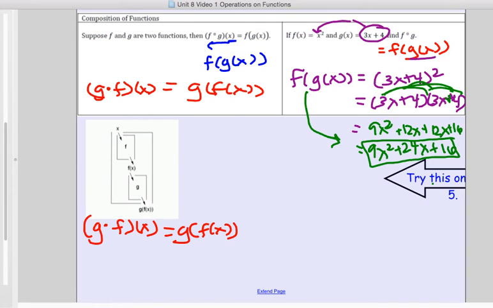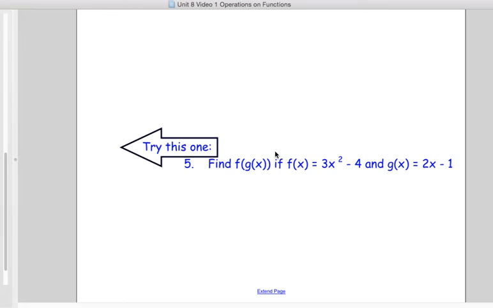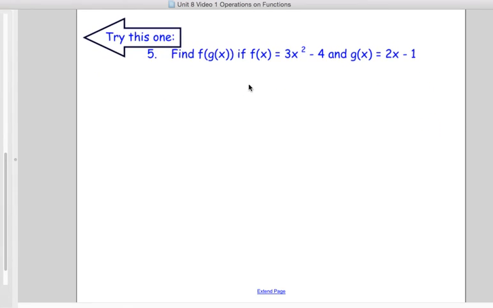So let's go ahead and look at 5. It's a composition one. Just going to move it so we have a little bit more room for number 5. All right, let's try this one. We have f of g of x. If f of x is equal to 3x squared minus 4x, and g of x is equal to 2x minus 1. So we are taking g of x and plugging it into f of x. So here's g of x. Wherever there's an x, we're going to plug it in.